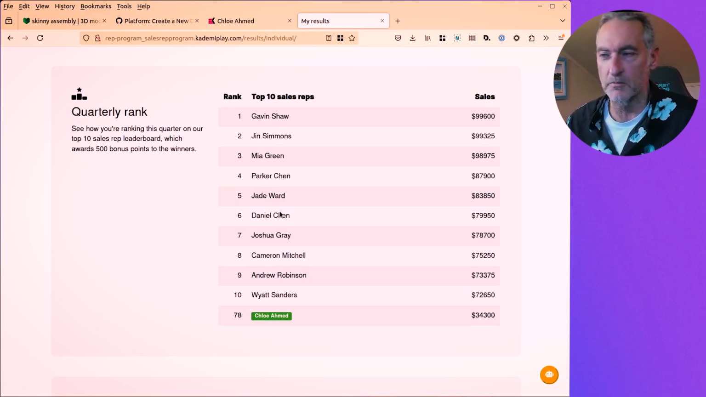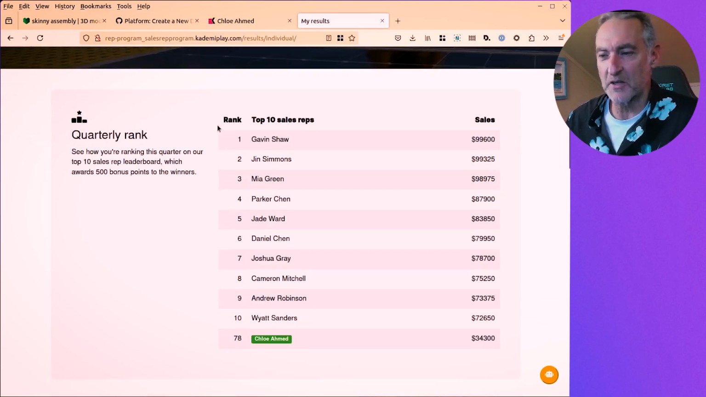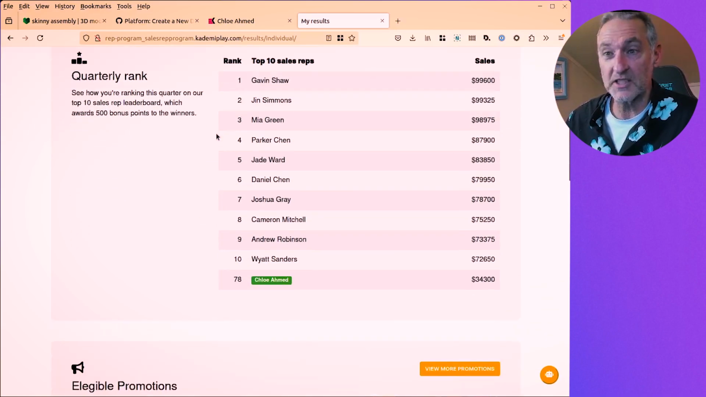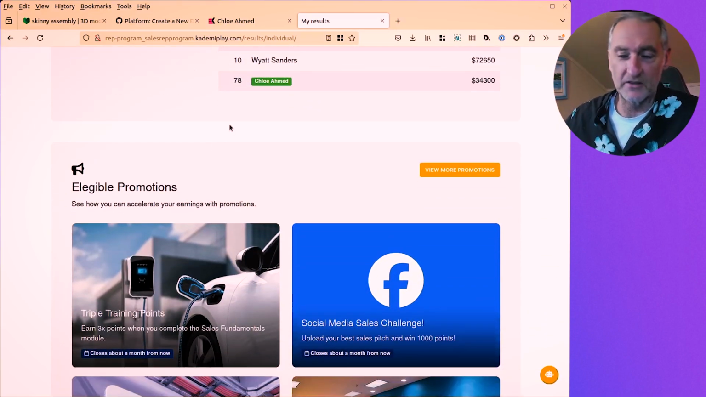That would be a breach of privacy. In Kademi, that's super easy to do. Chloe can see where she is at the moment. She can see what she needs to do to get to the top of the leaderboard.